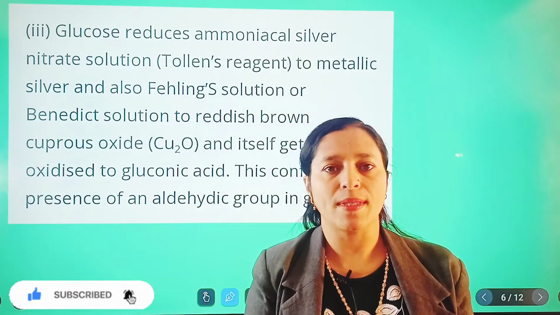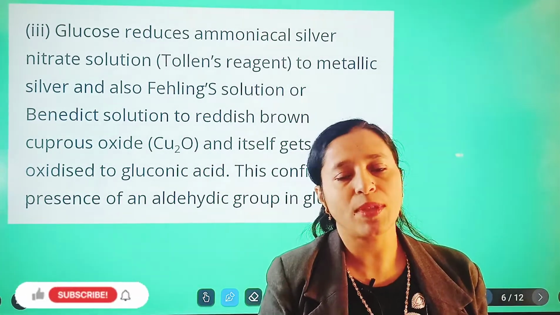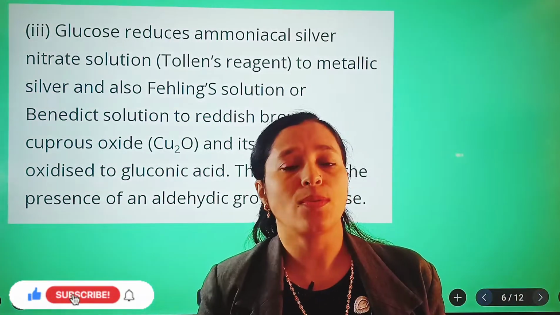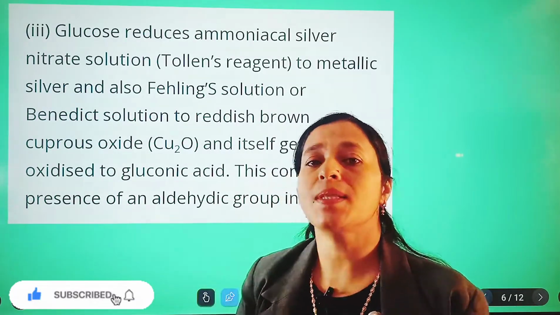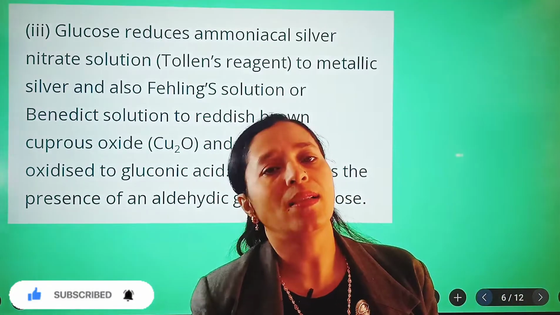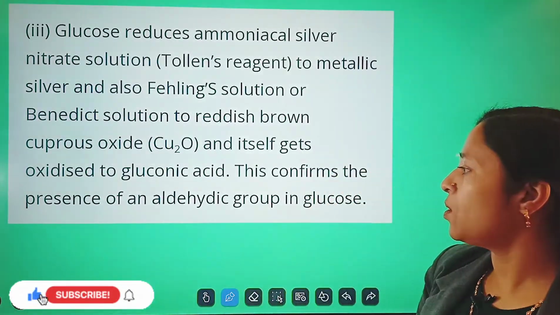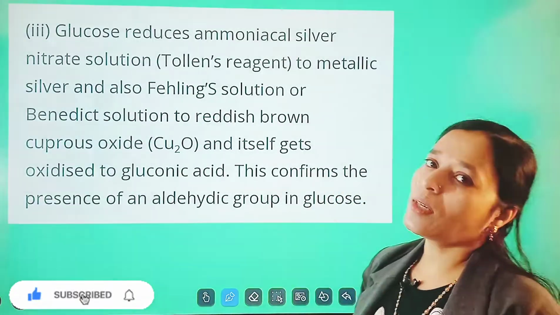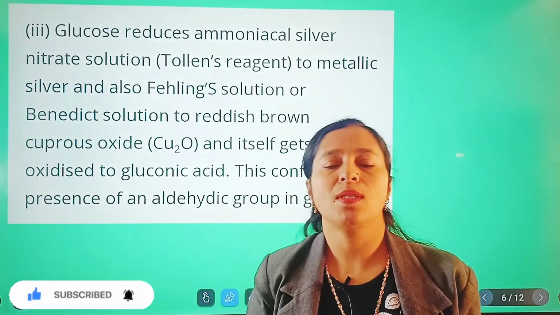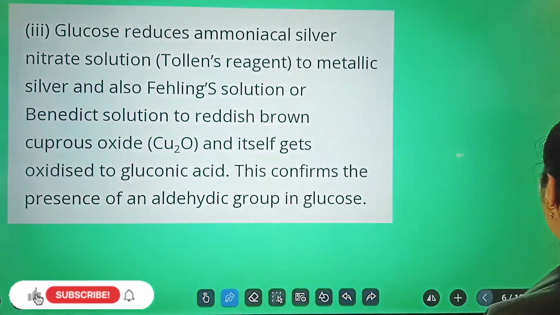Now glucose reduces Tollens reagent, that is ammoniacal silver nitrate solution, and it also reduces Fehling's solution. So it reduces Tollens reagent to metallic silver, and Fehling's solution to cuprous oxide. So this is the reducing nature of glucose, and this reduction process of glucose shows that glucose consists of an aldehydic group, that we have seen in the structure also.